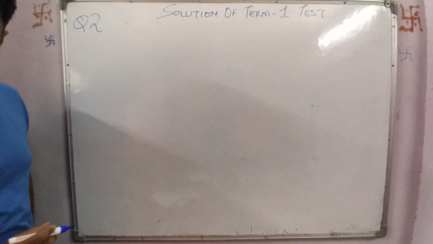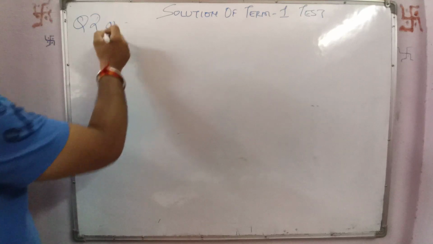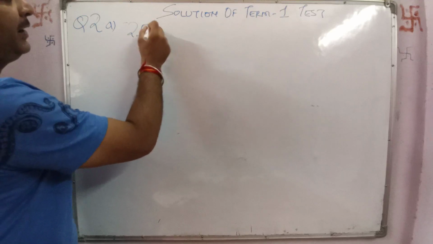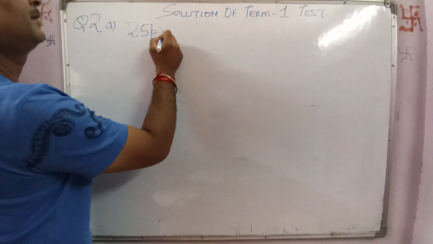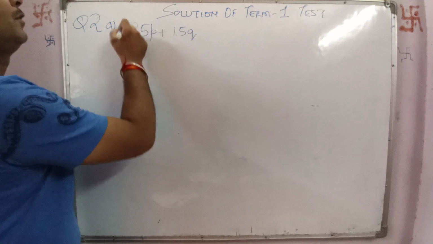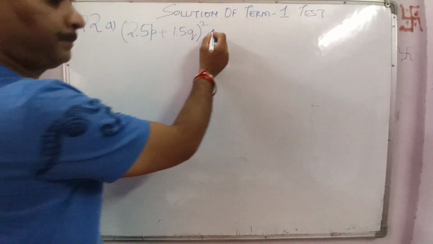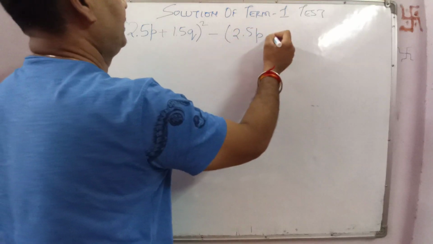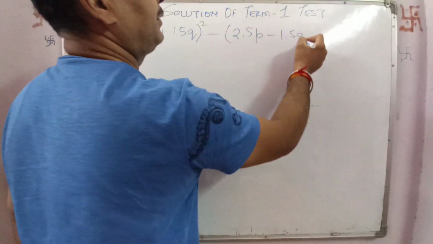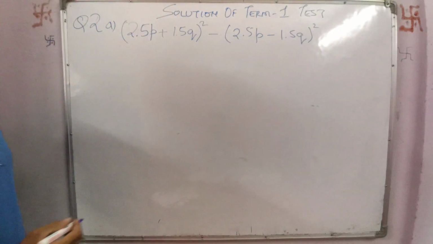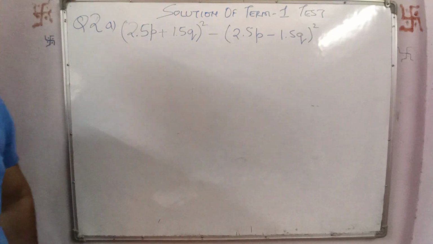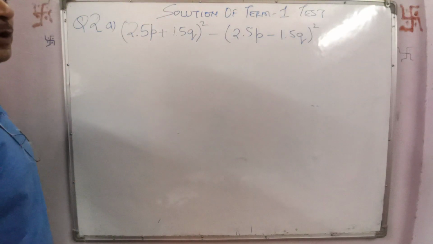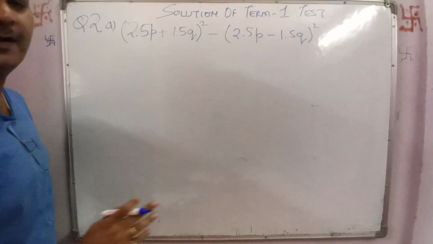Okay, question number 2, A part. Simplify (2.5p plus 1.5q) whole square minus (2.5p minus 1.5q) whole square. Now there are two methods to solve this question. The first one is very simple. Expand both the squares of the binomial, then subtract it and you will get the final answer.